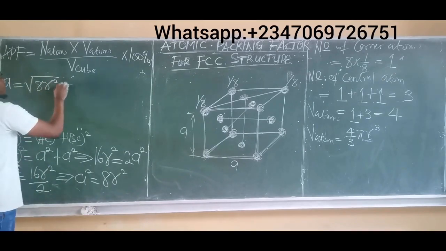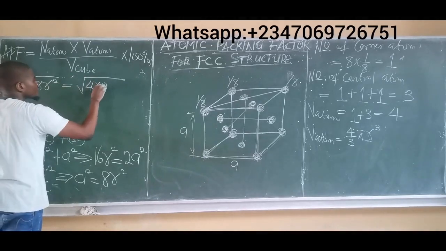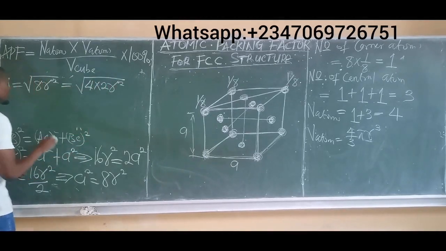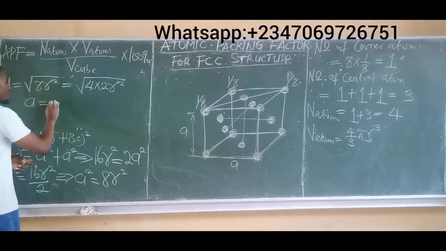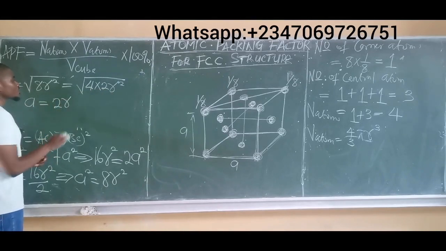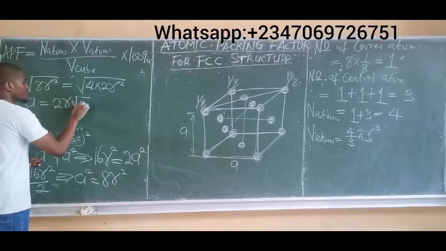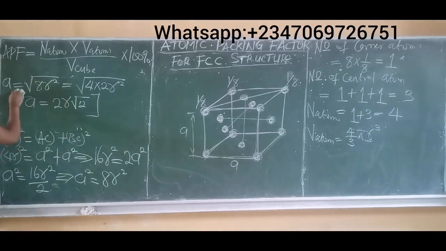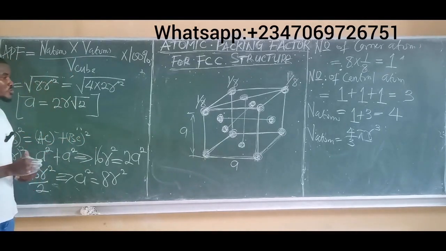But not forgetting that 8 can also be written simply as 4 times 2r squared. So A is equal to the square root of 4, which can be found, that's 2. The square root of r squared can be found, that's r. So it means 2 is left in the square root. So we have root 2. So keep this in mind always. For a face-centered cubic structure, the lattice constant is always equal to 2r times root 2.